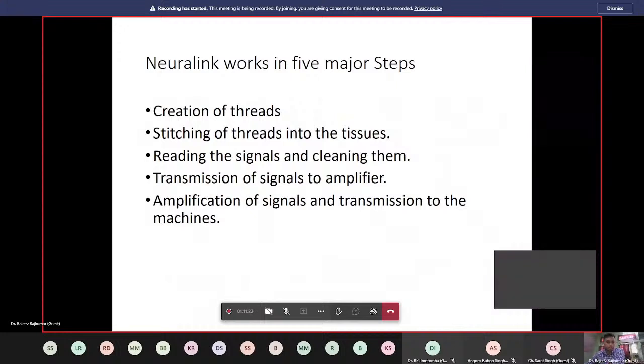So it's very risky also inside the brain. And reading the signal and cleaning them also. Cleaning means we can have some noise also, and the signal may be very slow, very poor also. You can amplify that also, see. In the next step, they are saying transmission of signal to the amplifier. Then application of signal and transmission to the machine. So this is how the Neuralink works.